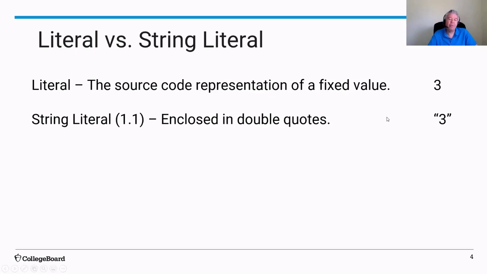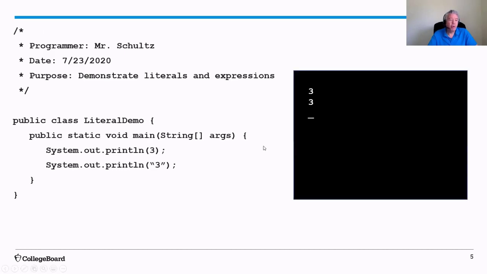We have to be careful about how we use numeric values depending on what it is we're going to do with them. So for example, when I write a little program and I say System.out.println 3, it's going to show up as a 3 on the screen. When I do System.out.println the string literal 3, it also shows up as a 3 on the screen. So at that point, it doesn't look like there's much of a difference.